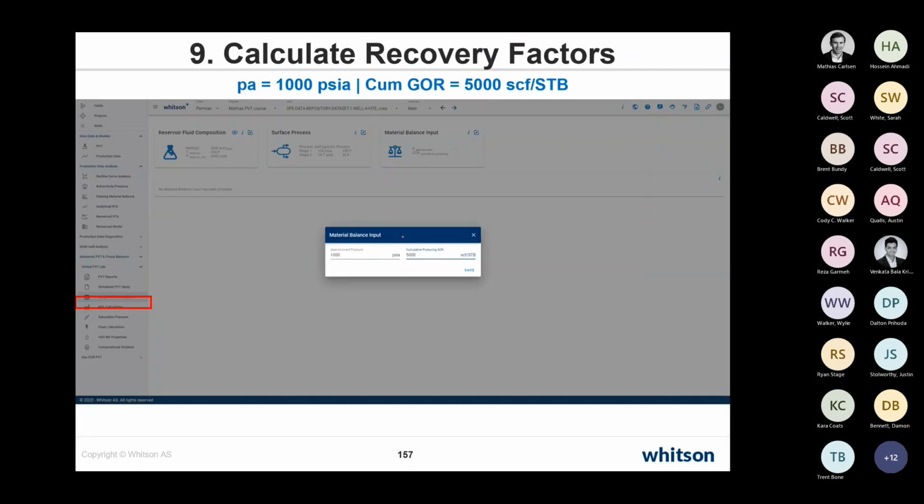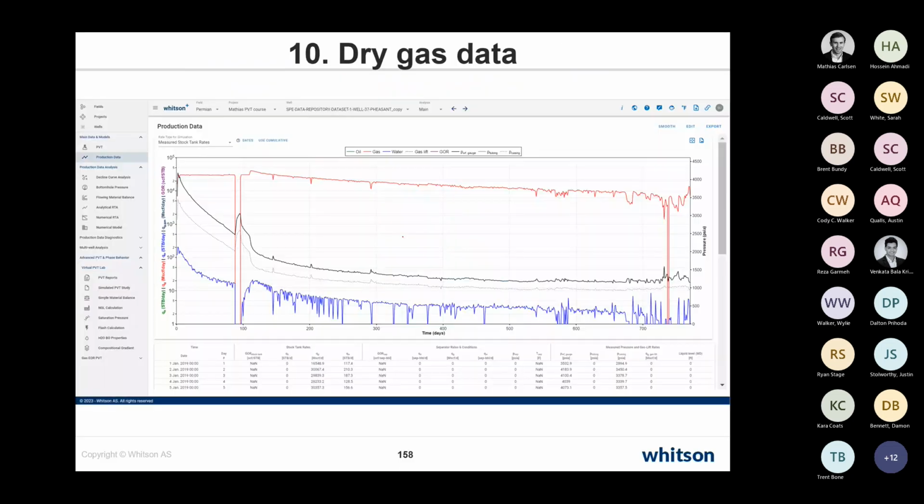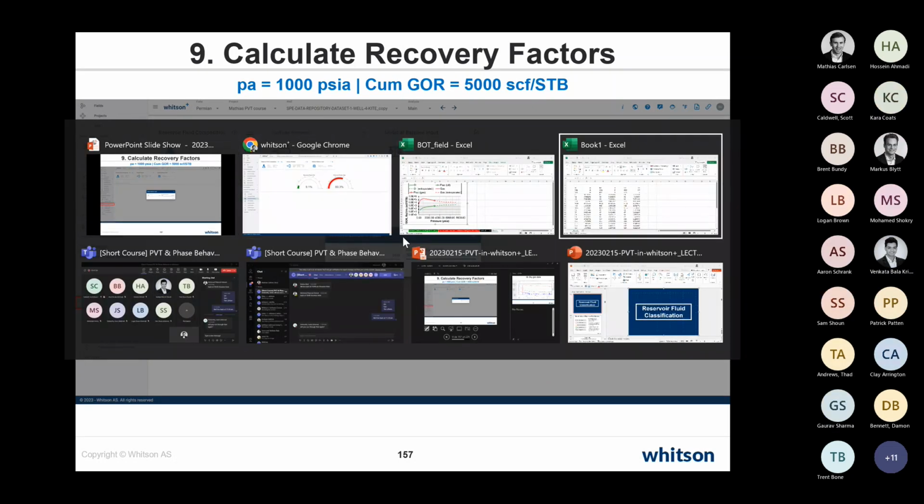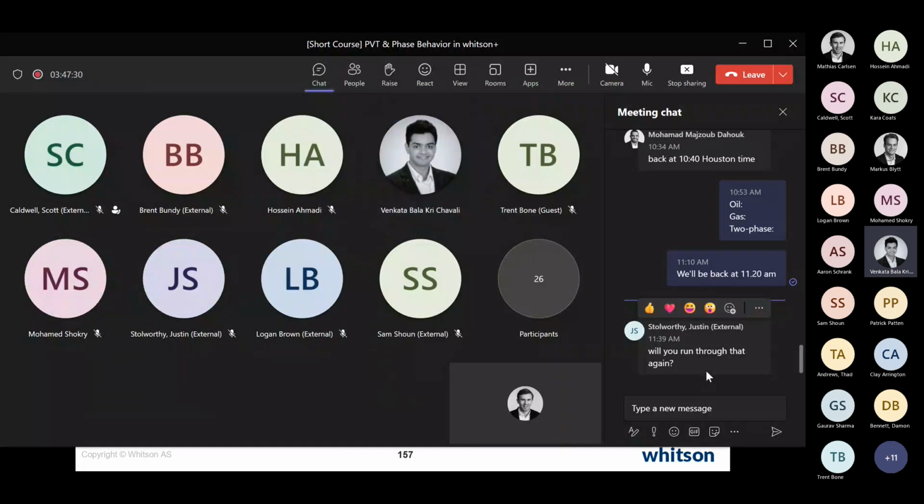Okie doke. So that's number 9. And we're going to flip to the dry gas well now in one second. Matthias, could you run that again? We have a comment on the chat. Will you run through that again?